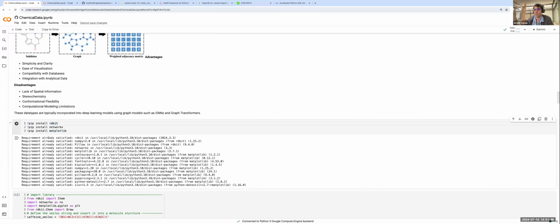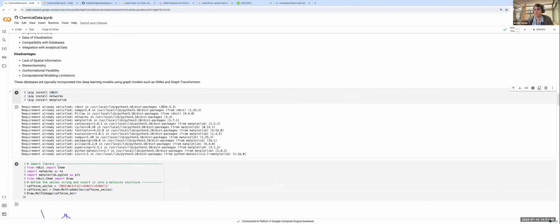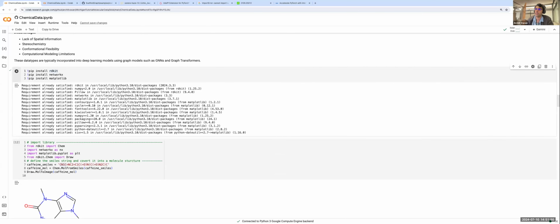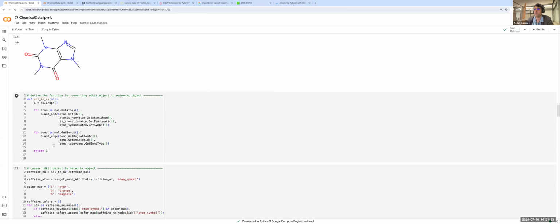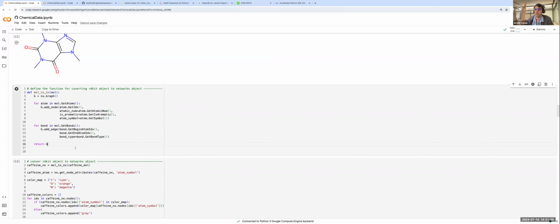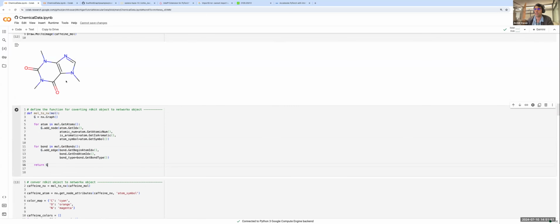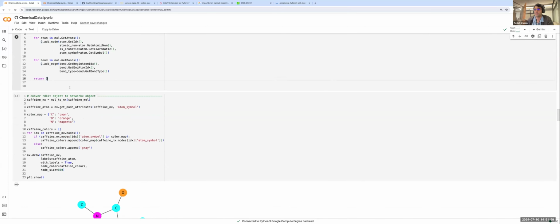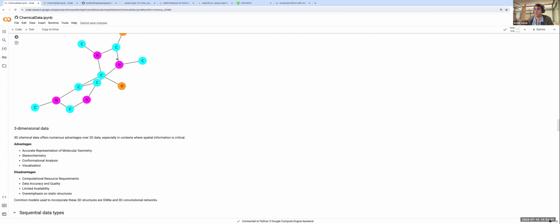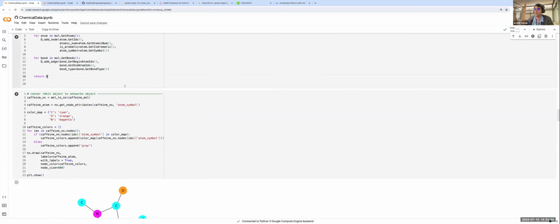Okay, so yeah, I think I'll save the coding examples maybe until the end. But I'll just have you construct your own adjacency matrix or your own graph structures from a molecular compound. So you can see it'll end up looking like this.